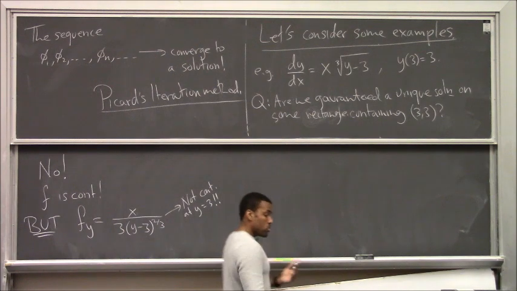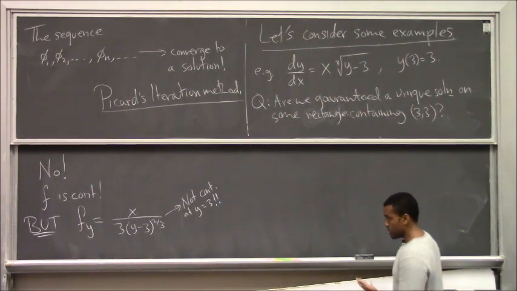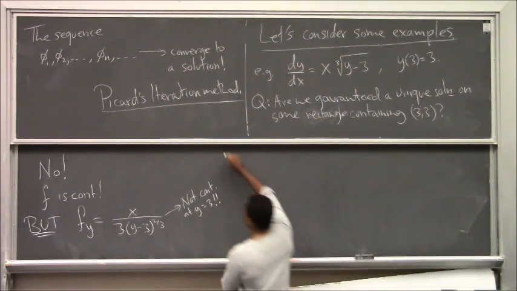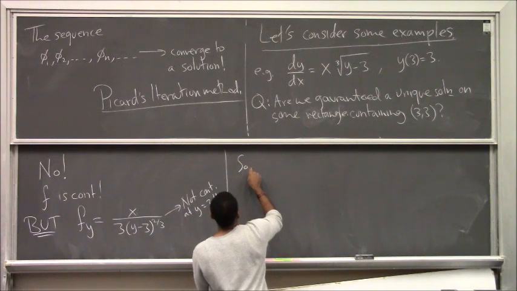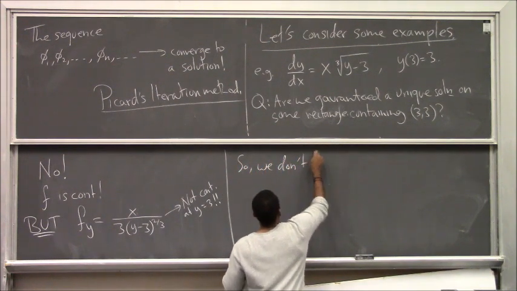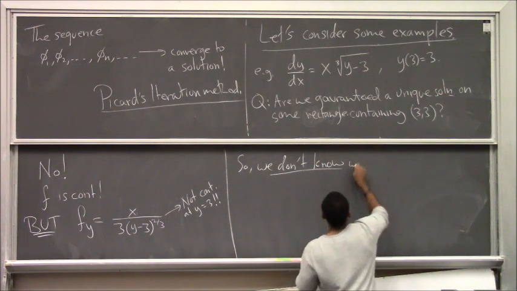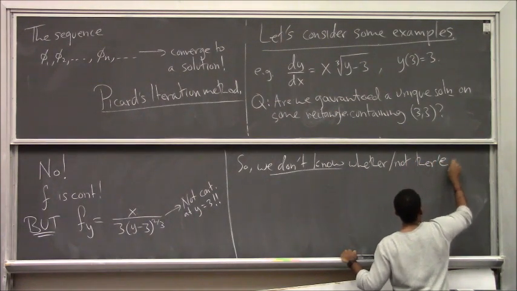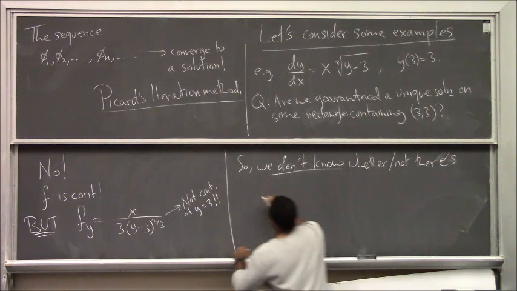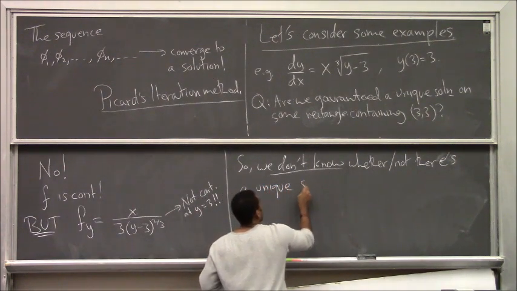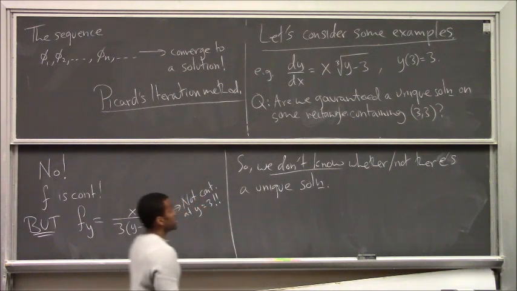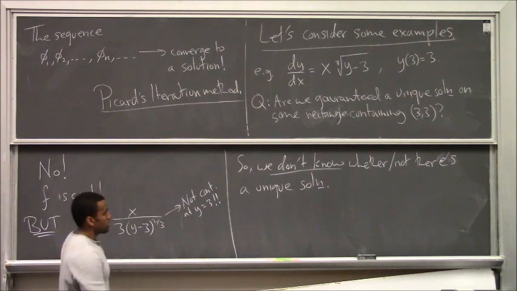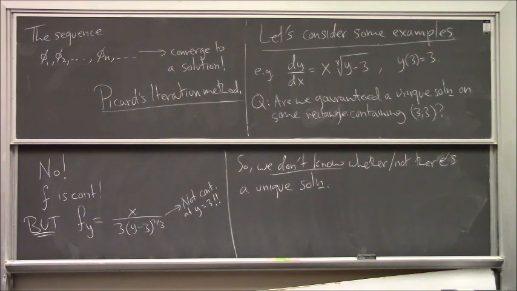So now I want you to appreciate what this actually means. It doesn't mean that there isn't a unique solution. It just means that we don't know whether or not there's a unique solution. The theorem isn't an if and only if. It just says if these are continuous, we will have a unique solution. It doesn't tell us what's going to happen if they're not continuous. So in this case, it's not continuous.